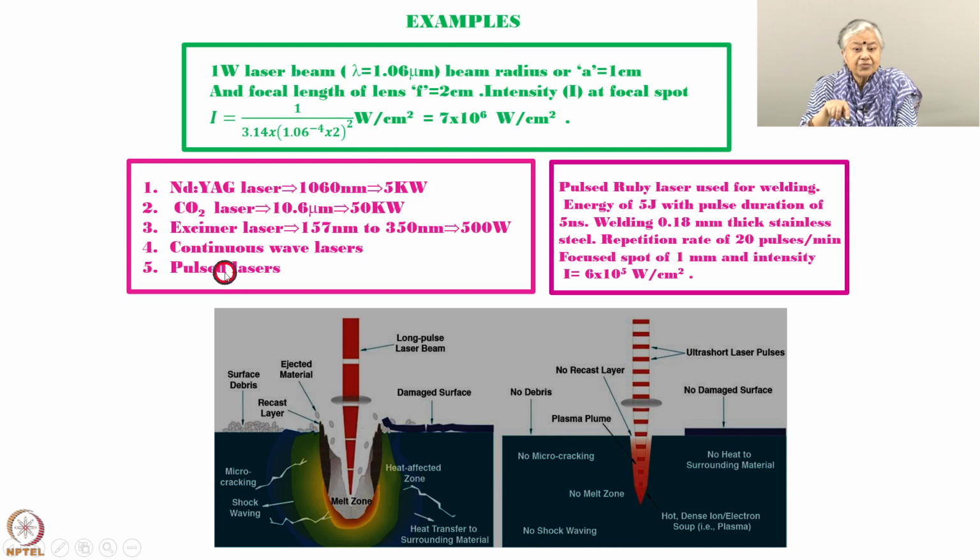So, some of the lasers that are used are Nd:YAG laser, which is 1060 nanometer, and you will get easily 5 kilowatts of power. So this is a CW laser. Carbon dioxide lasers are much more efficient, and it is in the 10.6 micrometer. You will get around 50 kilowatts of power. And then there are the excimer lasers. That comes in the ultraviolet. You will get around 500 watts.